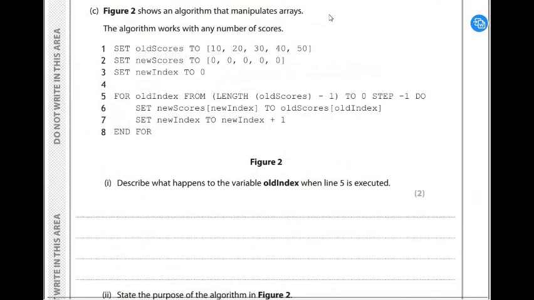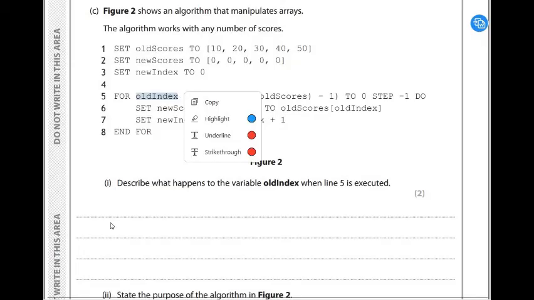Okay, we've got figure 2, which shows an algorithm that manipulates arrays. So we've got 2 arrays and we set the array. And then we're using a for loop within that uses that array. So it's 2 marks for describing what happens to the variable old index when line 5 is executed. So the old index value will go from highest to lowest, where the step value is decremented by 1. That is an answer you need to get 2 marks. And there's no other options. You can have alternative options there.